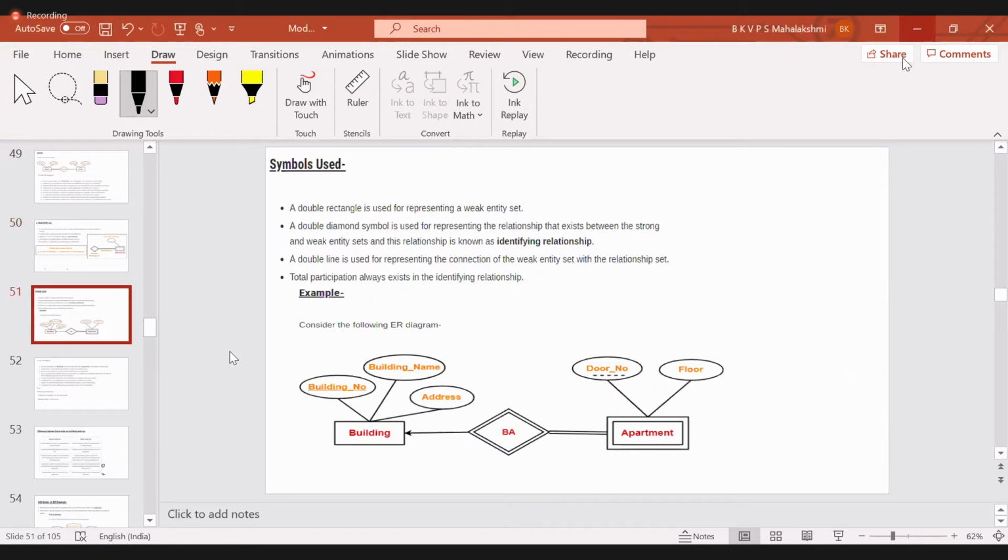So this is one more example. In this, how many entities are there? How many entities are there here? What are the entities that we are having here in the diagram?